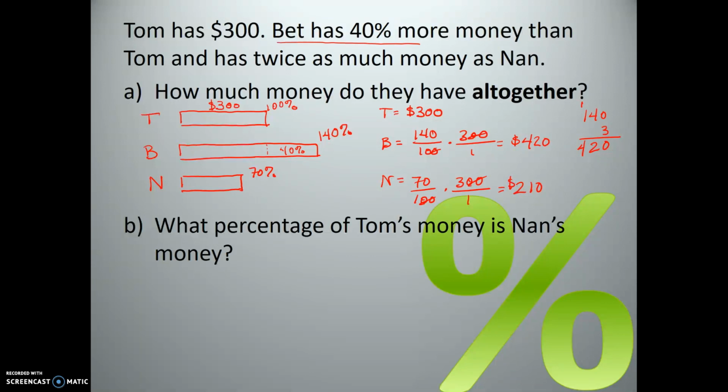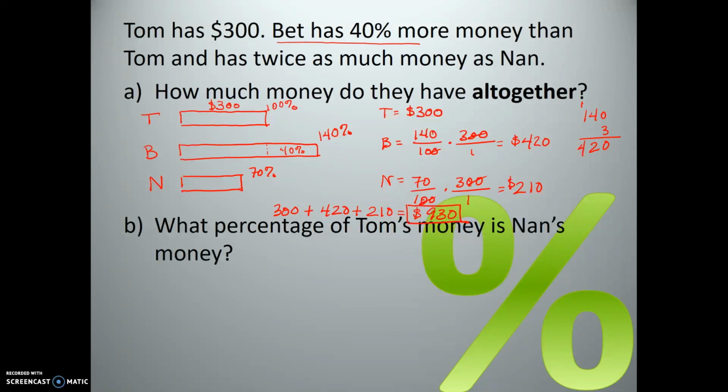So if we add 300 plus 420, that's going to give me 720 right there. And then we add another $210. That's going to equal $930. So that's how much money all three people have altogether.